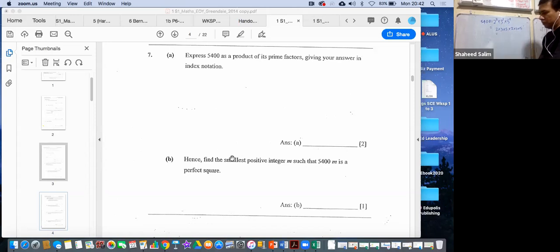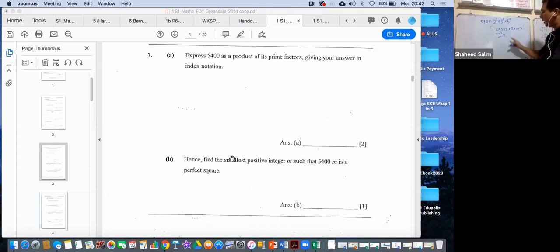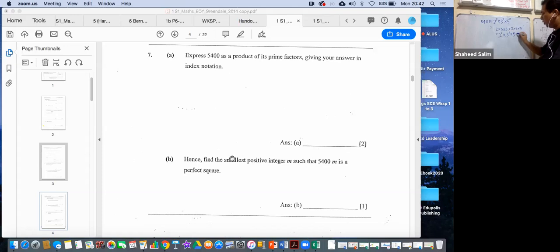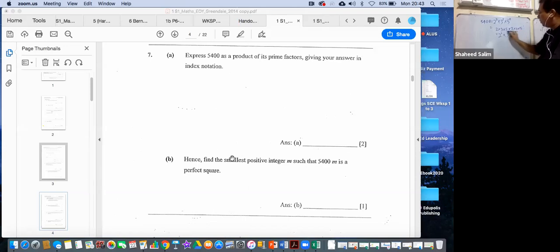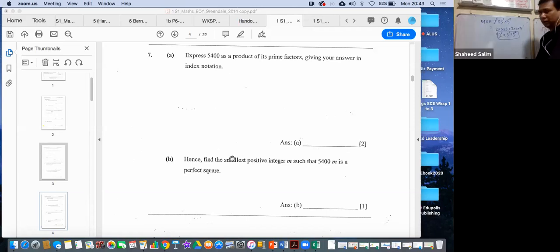How many 2s are there? 2. So 2 to the power of 2, times, how many 3s are there? 3 to the power of 2, times 5 to the power of? 1. Now, is this number the same as this number? No. This number has 2 to the power of 3, 3 to the power of 3. So you are missing another one more 2, another one more 3.